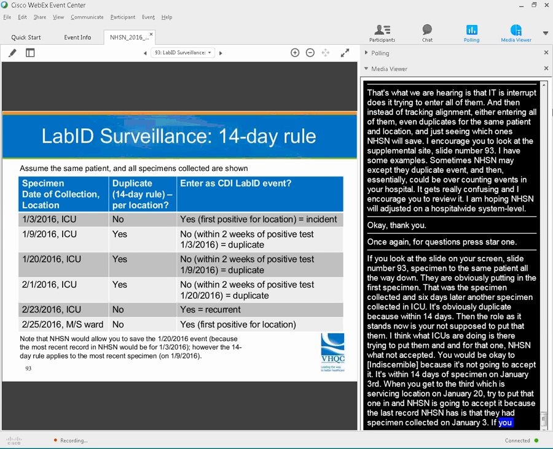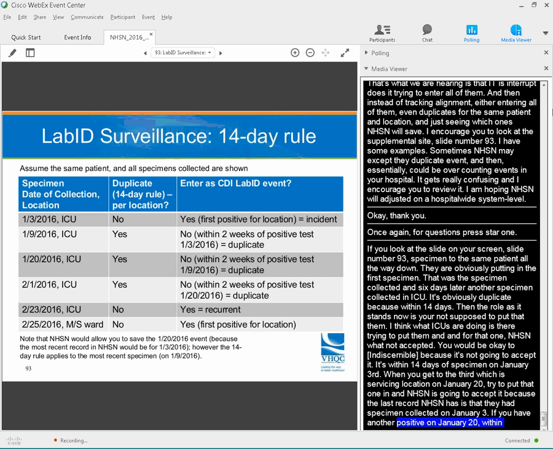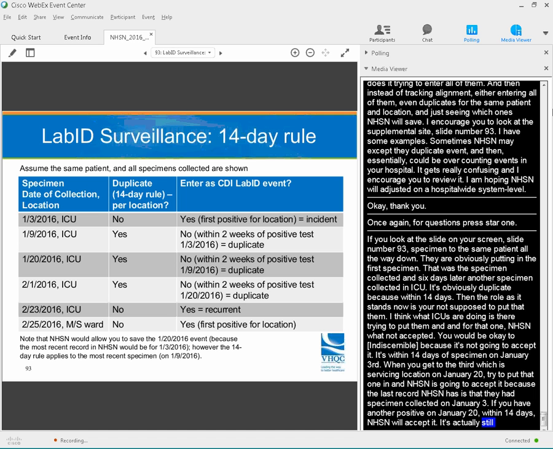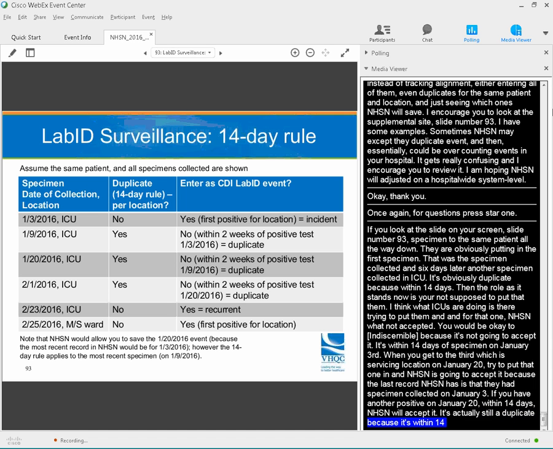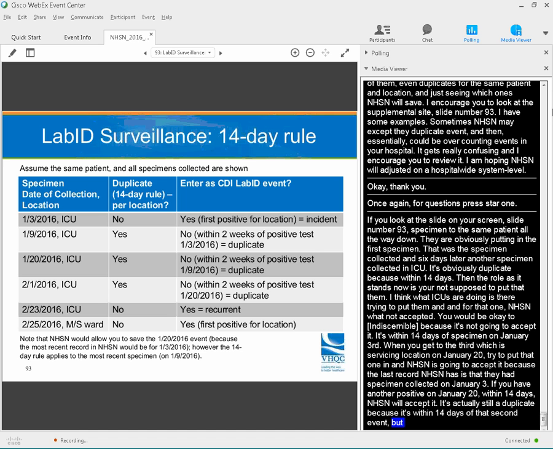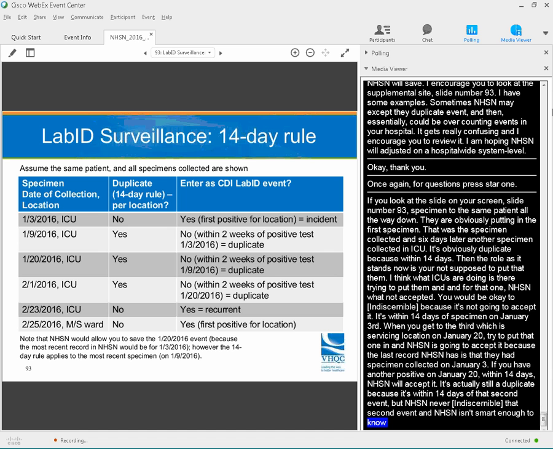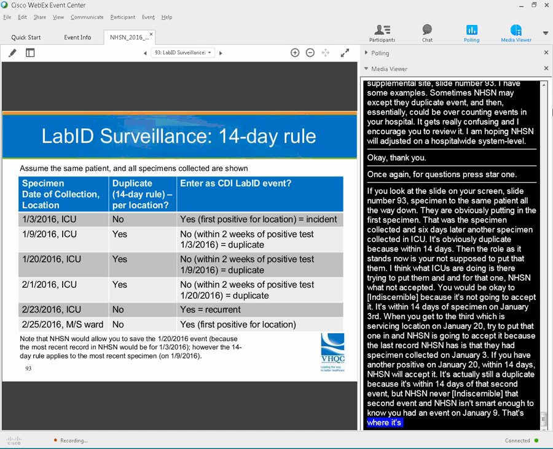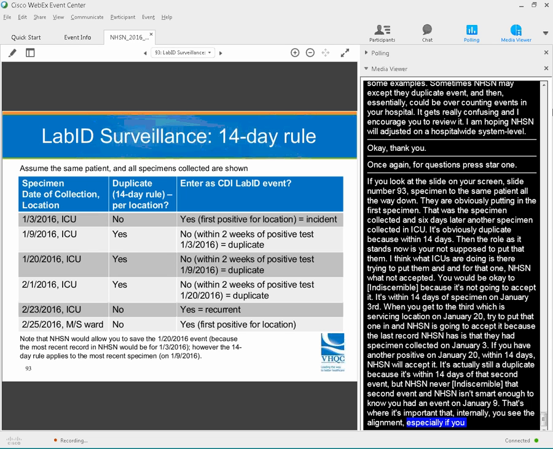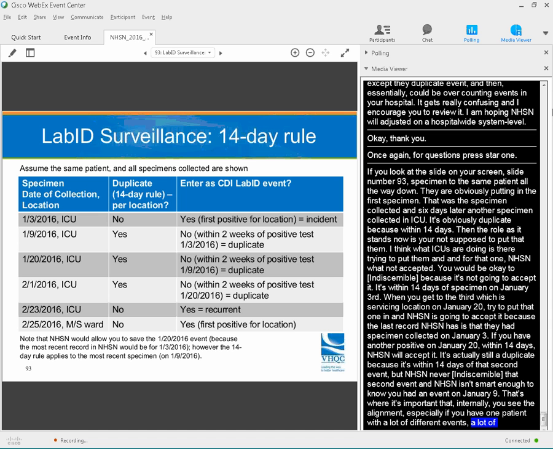But it's actually still a duplicate because it's within 14 days of that second event. But NHSN never saved that second event, so NHSN isn't smart enough to know that you had an event on January 9th. And so that's where it's really important that internally you're keeping a line list, especially if you have one patient with a lot of different events or a lot of different positive specimens. It's really important that you're keeping a line list internally because you're smarter than NHSN.